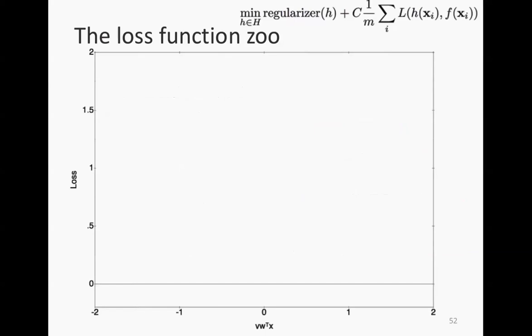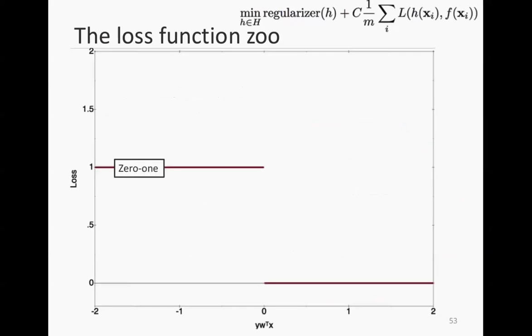In all of these cases, the horizontal axis is y w transpose x, and the vertical axis is the loss. In an ideal world, we would like to minimize the 0-1 loss. The 0-1 loss imposes no penalty if y w transpose x is more than 0, and it imposes a penalty of 1 if y w transpose x is less than 0. Very obviously, this is not even a continuous function, so for many reasons, this is a complicated function to optimize.